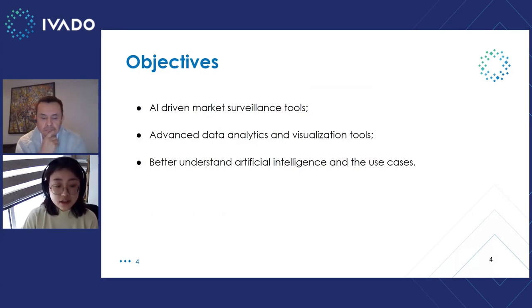The next slide, please. Why are we interested in artificial intelligence? As a regulator, an important part of our daily work is to monitor the market and look into any suspicious activities which may be related to market manipulation. So our daily work relies a lot on the market surveillance tool, which helps us to flag the anomalies in the market.